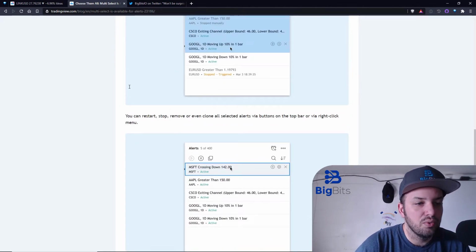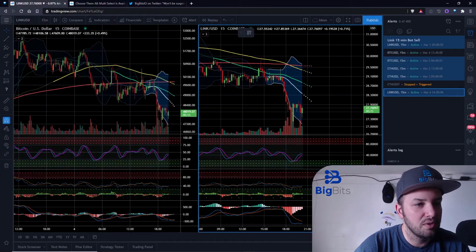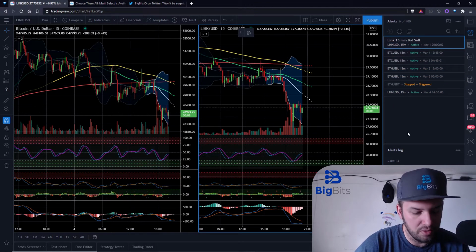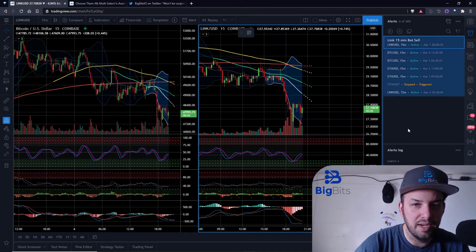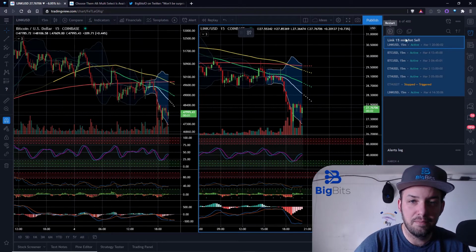It's actually really simple. Of course, it's very straightforward. You just saw it. You can see I've already selected what I wanted to show you here. But let's go ahead and just select the first one. We're going to start with Control A to select all. I'm going to hit Control and A. There we go. It selected all the alerts. I can stop or start all of those as necessary.